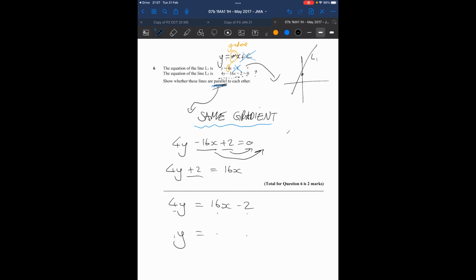So 4y divided by 4 is y. 16x divided by 4 is 4x. And minus 2 divided by 4, well, you could just write it like that, because as we said, it doesn't really even matter. It's minus a half or minus 0.5, but we're not really interested in that. What are we interested in? Is the number in front of the x, the number that goes with it, a positive 4? Well, yes, it is. So show whether they're parallel. So yes, they're parallel, as the gradient is 4 for both. And I've just shown that, I haven't just said that. So that's what we could do.